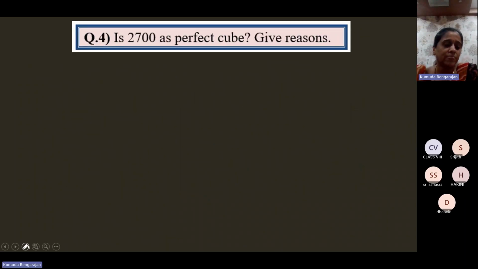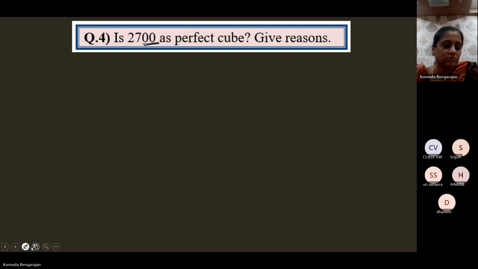Look at this number, 2700. Now, if the number has to be a perfect cube, it has to end with 3 zeros, 6 zeros, 9 zeros. So the number of zeros the number ends with should be a multiple of 3.